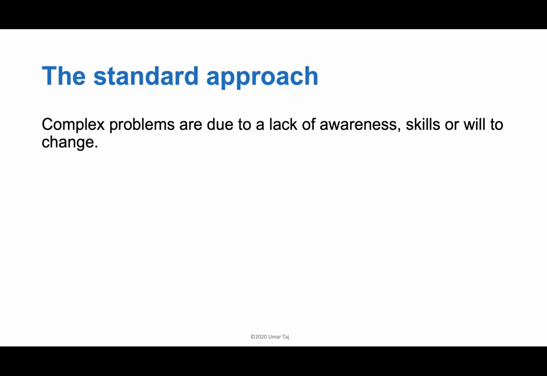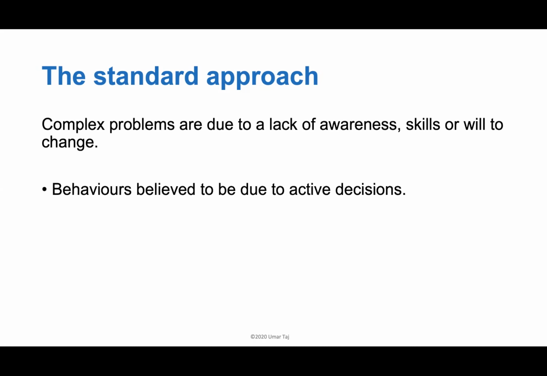And if that is the assumption in the standard approach, then what are the typical solutions? One, in the standard approach, we believe that any behavior that we see is an active decision of that person. So, for instance, if we see somebody throwing rubbish on the road, that was an active decision. If we see somebody not wearing a mask, we believe that that was an active decision of the person. That's the philosophy that we have within the standard approach.